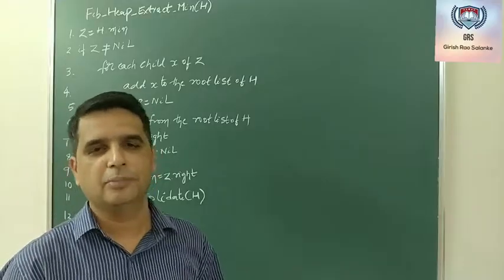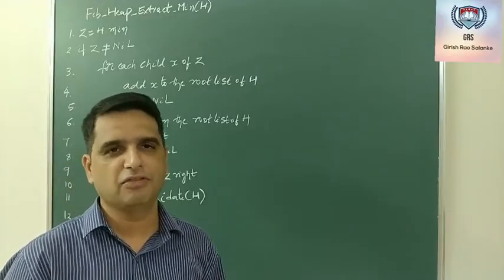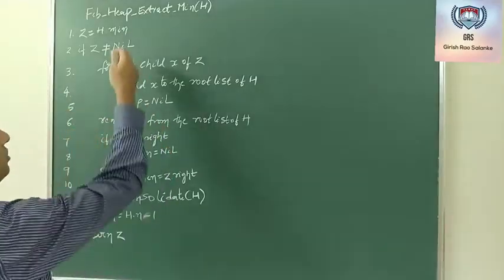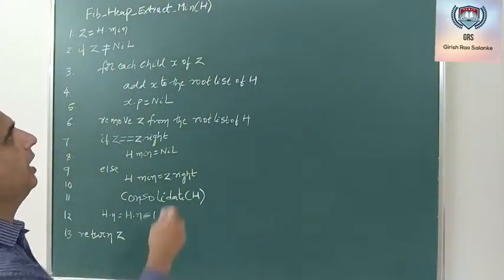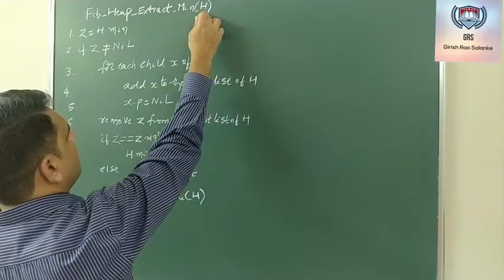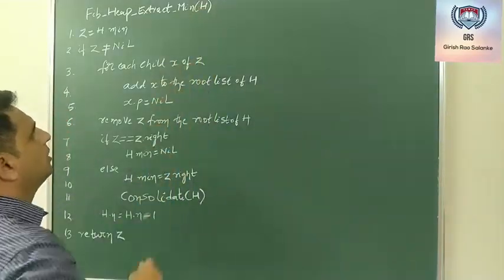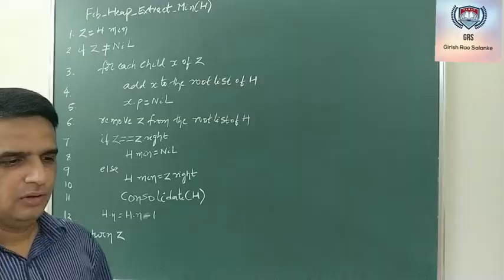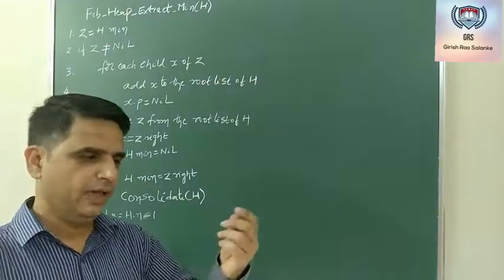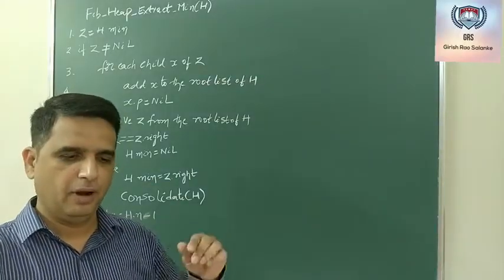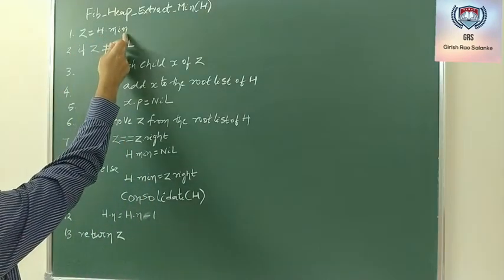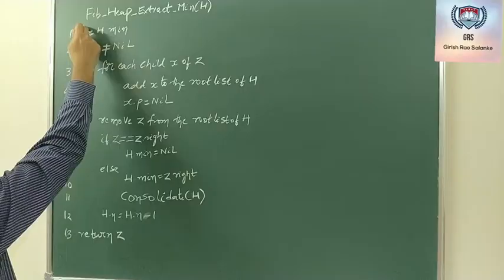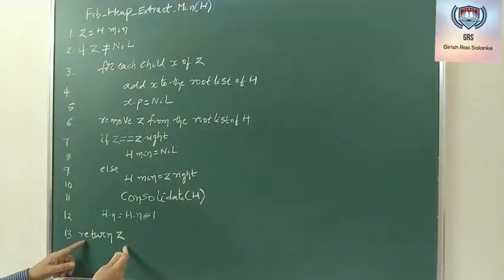This is the pseudocode of performing the extract min operation on a Fibonacci heap. The algorithm is named fib heap extract min, and the argument to this algorithm is a Fibonacci heap denoted with h. Now what we do? We know that in case of a Fibonacci heap, h dot min contains the pointer to the minimum element. Now I am calling it z. Z is equal to h dot min. Now what I am supposed to do? I am supposed to delete this z. So finally I am returning z.